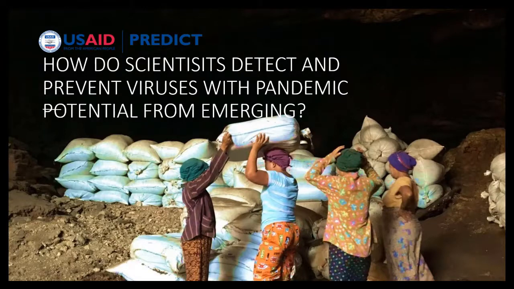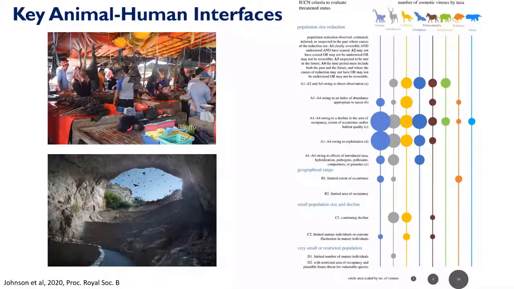Keeping that aim in mind, we started looking at what we can do. Going back to this slide again, we really need to understand key human-animal interfaces. By human-animal interfaces I mean places or ecological conditions where we are interacting with wildlife. It can be a bat cave where people might be going in and harvesting bat guano. It can be a wet market, as we have seen in the case of SARS coronavirus 2, where people are buying or selling wild animals. It can be a wildlife reserve or a national park where people go as tourists, or where farmers live right next to a national park and their domestic animals tend to have conflict with wild animals. So all these are key animal-human interfaces.